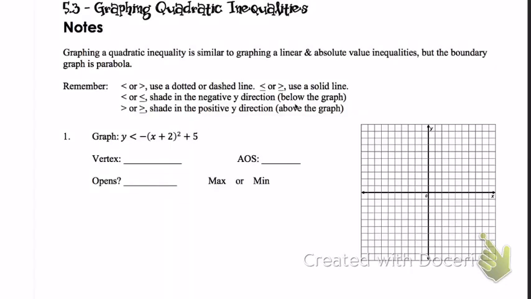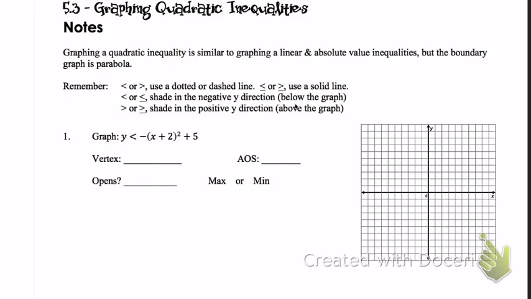Okay, 5.3 is graphing quadratic inequalities. So essentially it's like graphing the absolute value inequalities. If it's a greater than, you shade above. If it's a less than, you shade below. And then greater than or equal to or less than or equal to is a solid line. And then greater than or less than is a dashed line.